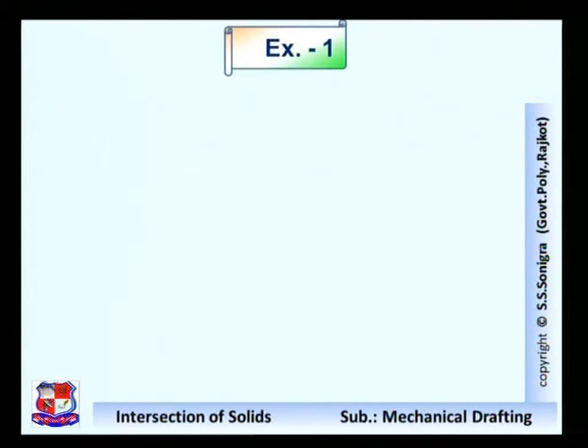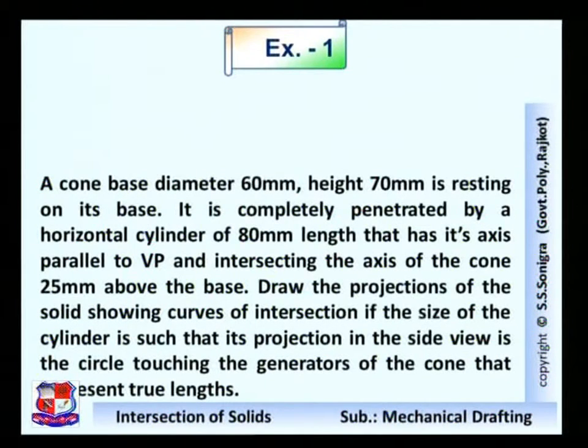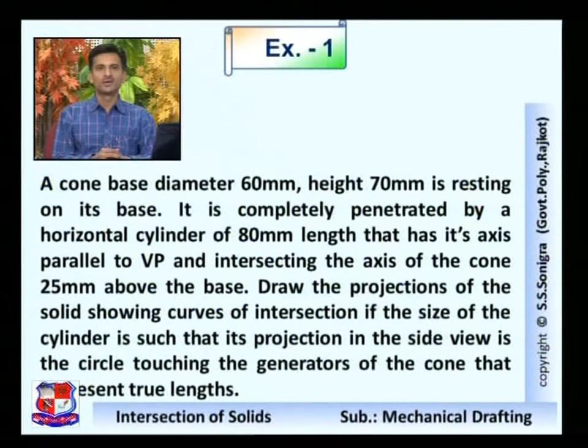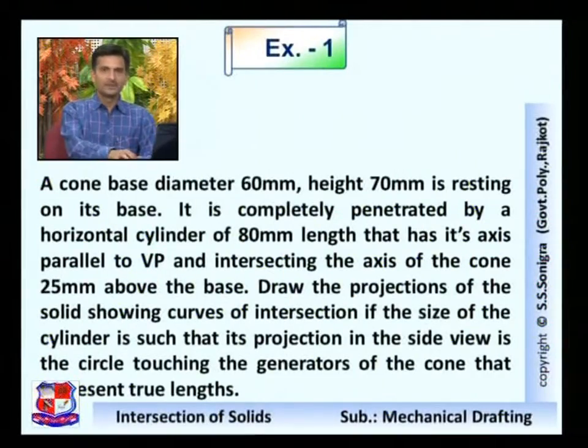Now first example, based on this discussion. A cone of base diameter 60 mm, height 70 mm is resting on its base. It is completely penetrated by a horizontal cylinder of 80 mm length and has its axis parallel to VP and intersecting the axis of the cone 25 mm above the base. Draw the projections of the solid showing curves of intersection if the size of the cylinder is such that its projection in the side view is a circle touching the generators of the cone that represent the true lengths. So here the data is given like this.